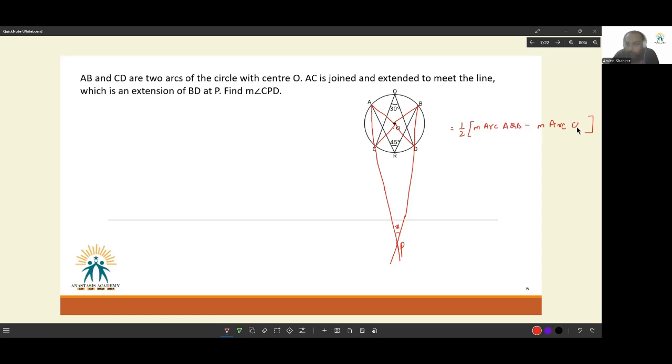AQB and CRD. Here, the angle subtended at the center will be twice of 30 or 60 degrees. Here, the angle subtended will be double of 45 degrees. So this will be 90 degrees. So we'll have half of 90 minus 60, or we'll have half of 30, which is equal to 15 degrees.